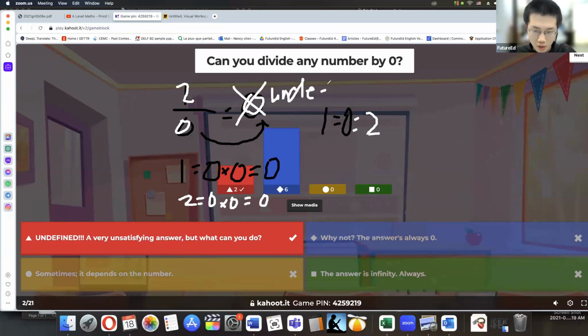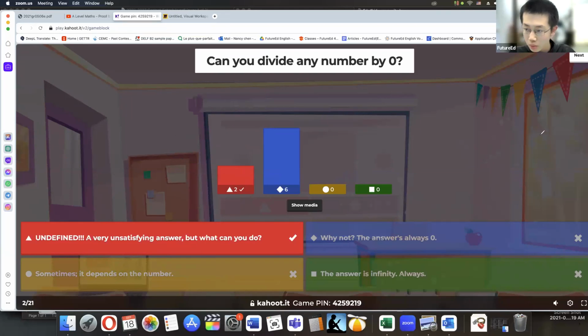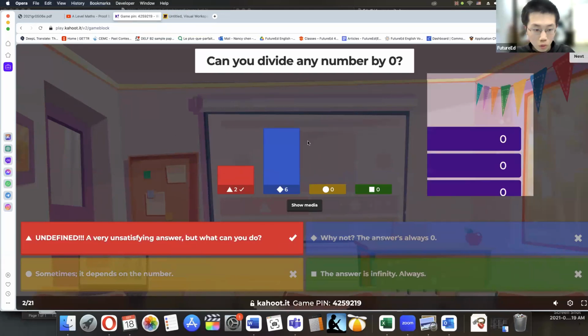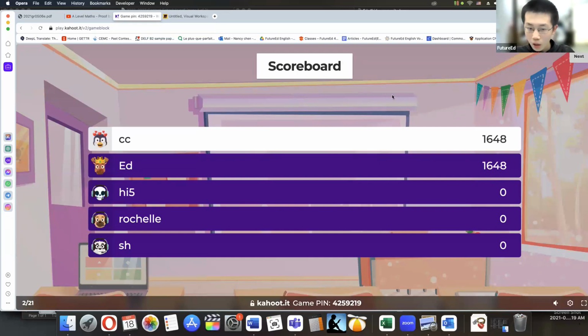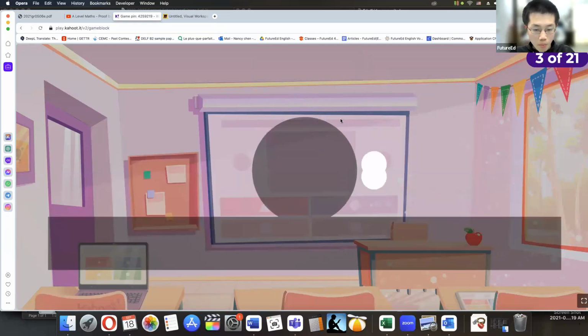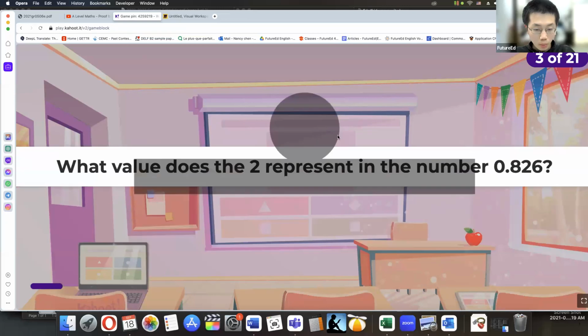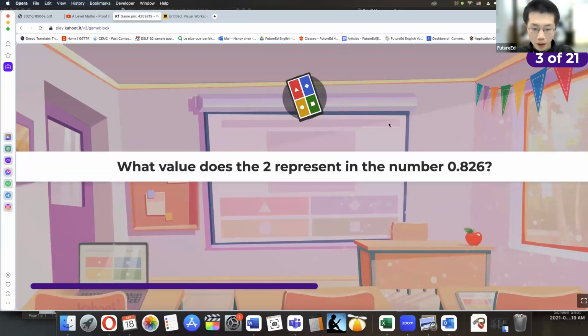It's very unsatisfying, I know. I was actually very frustrated by this concept myself, but it's just something you have to live with. All right, let's move on to the next question. This one's also double points. What value does the 2 represent in this number?